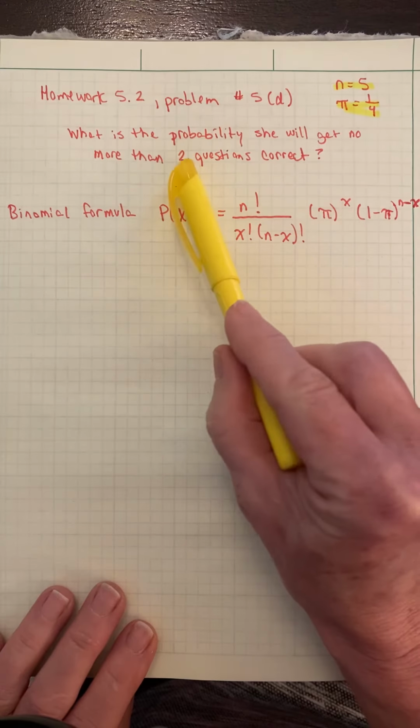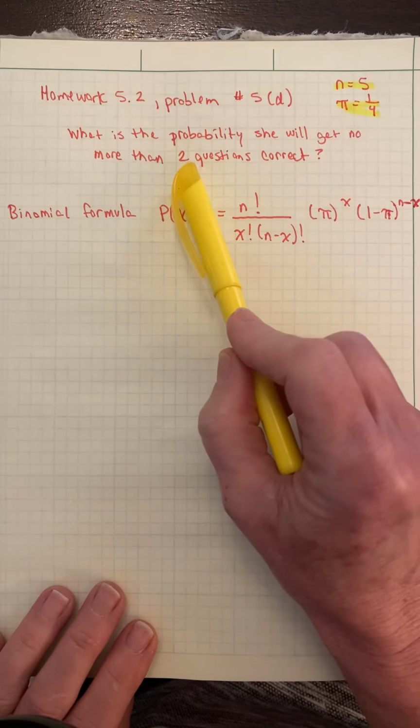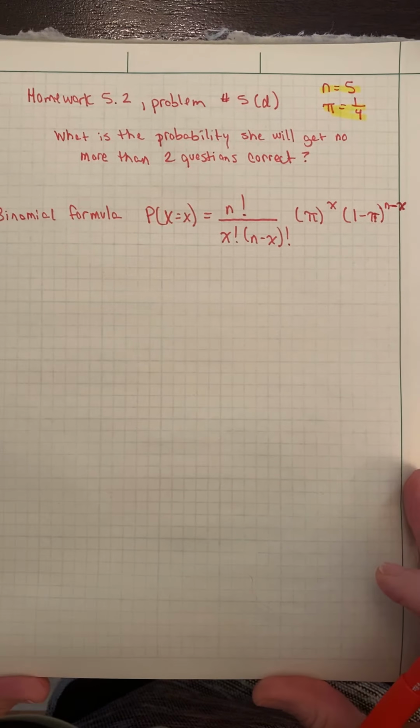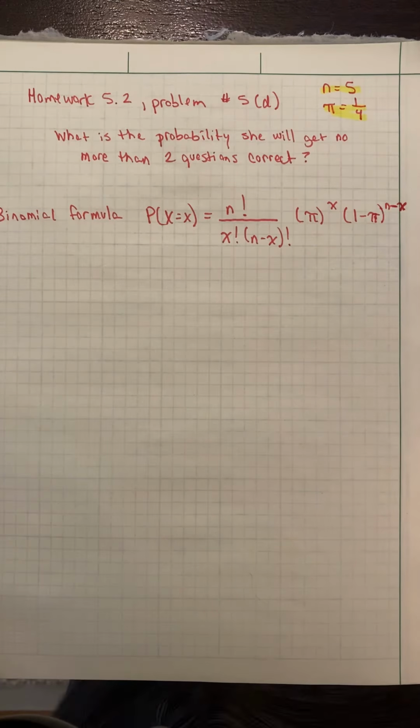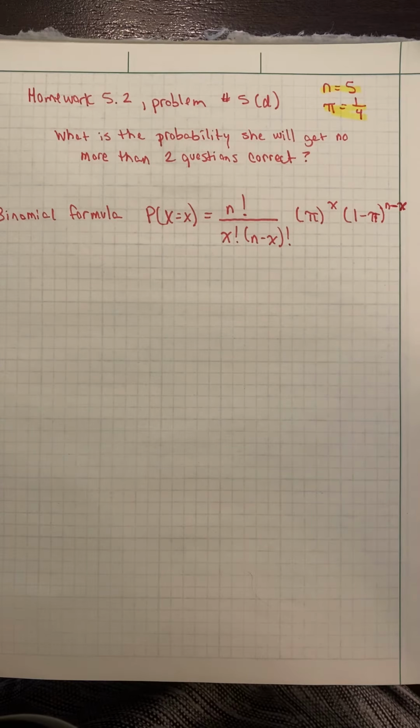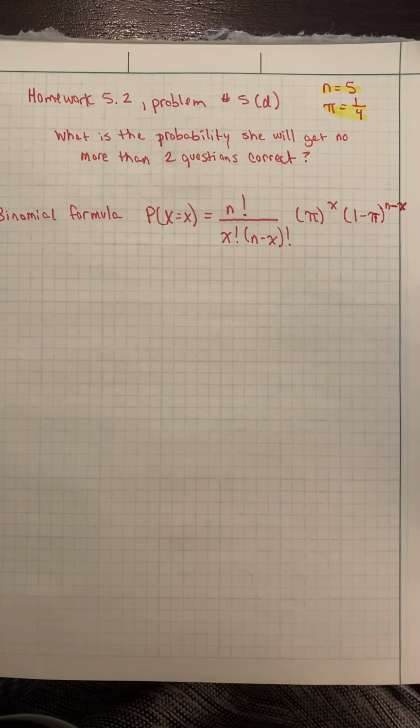Now, I've got the question for part D here, and I've got my formula here. This is my formula for a binomial distribution. She has just as good a chance of picking out a right answer, which is a 1/4 chance on each problem because she's replacing the ball each time.